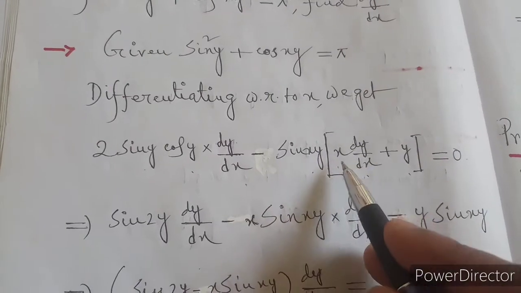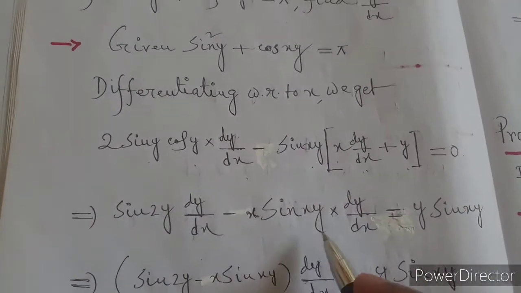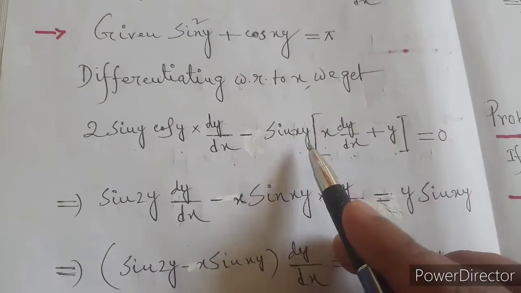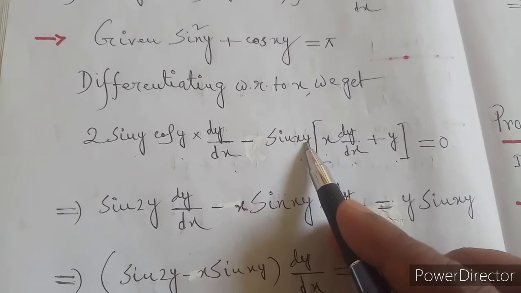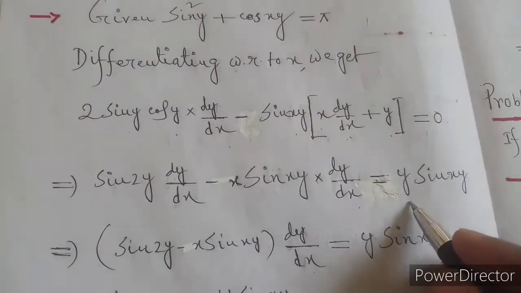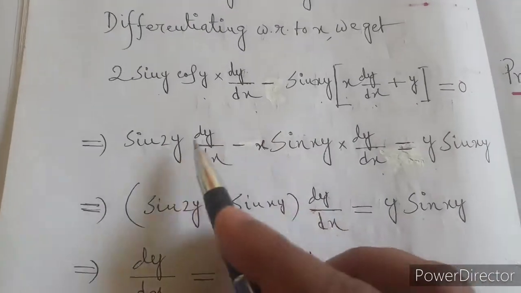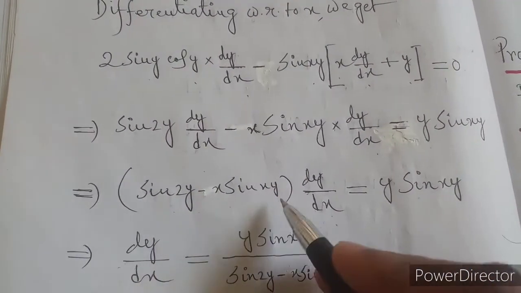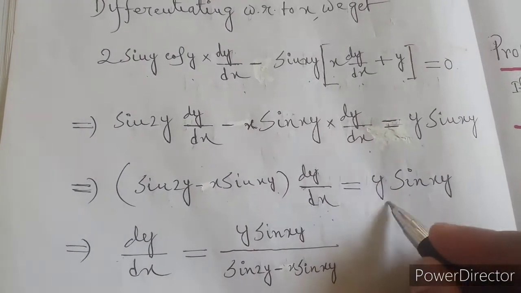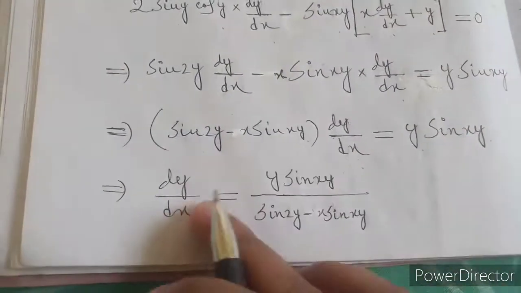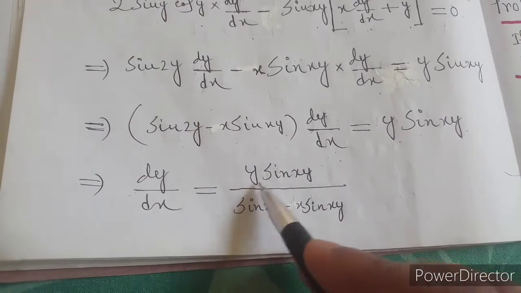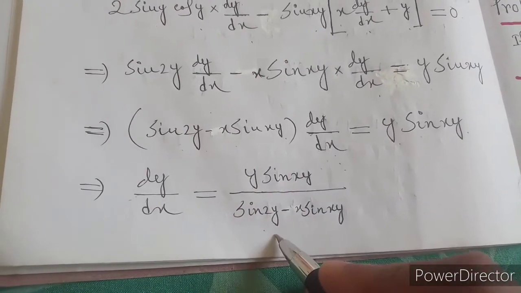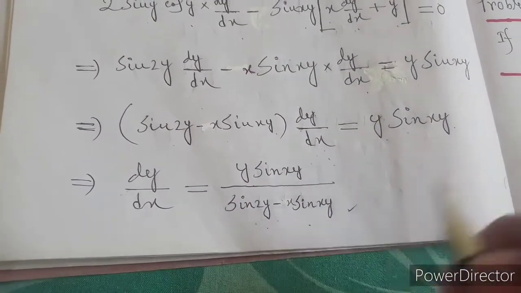Sin xy into x dy/dx, that means x sin xy dy/dx, and that should be y sin xy. So that one is there, so plus y sin xy. Now from that, dy/dx is common, so (sin 2y − x sin xy) dy/dx should be equal to y sin xy. So now dy/dx equals y sin xy divided by (sin 2y − x sin xy). It is your answer.